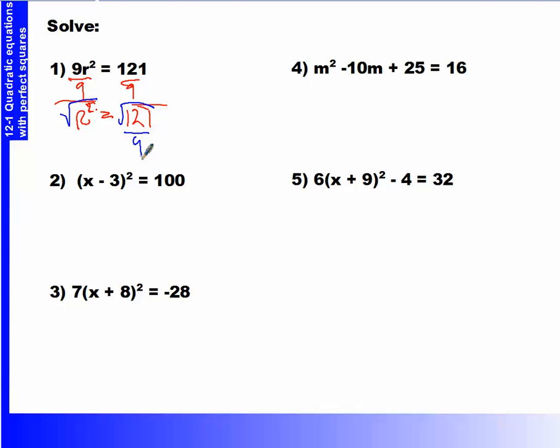We have the square root of r squared is equal to the square root of 121 over the square root of 9. So what is the square root of r squared? R. And that's going to be equal to, what's the square root of 121? 11. Over 3.